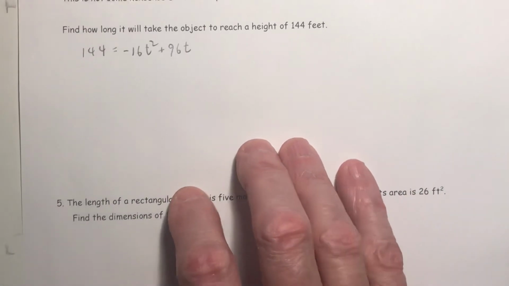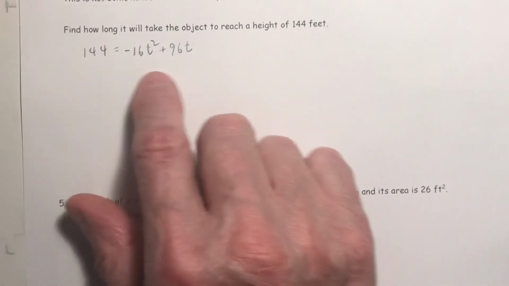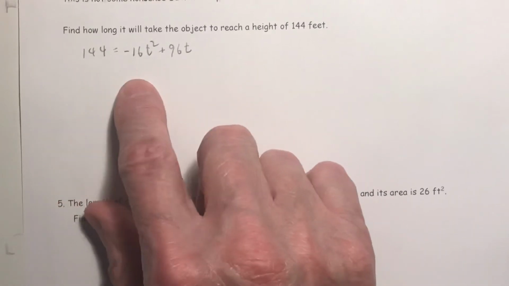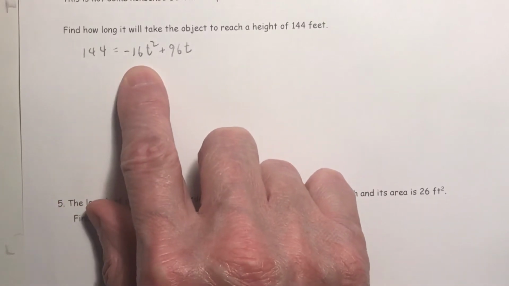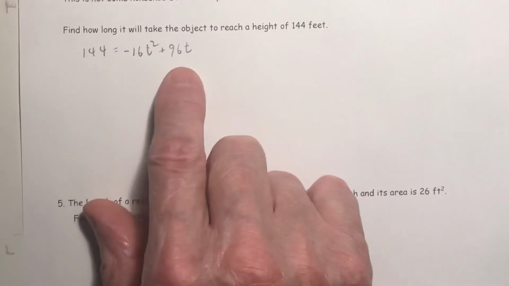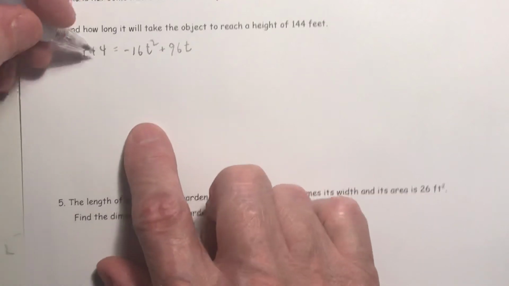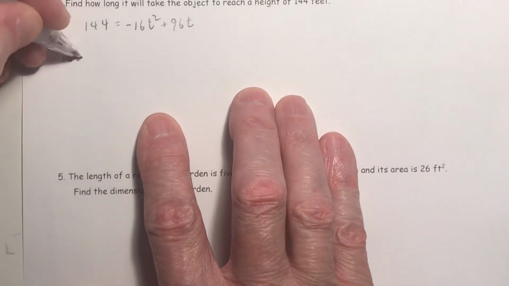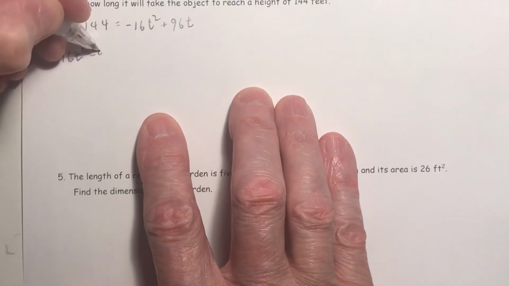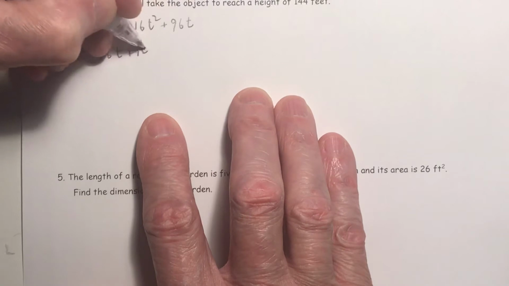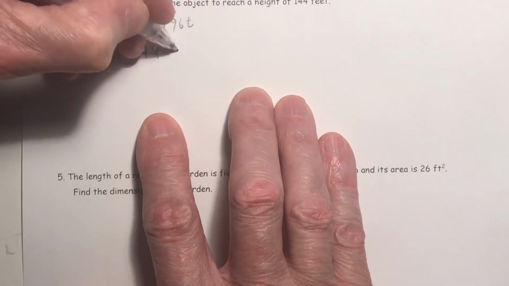And I'd like to get everything on one side leaves 0 on the other side, and I don't want to have a negative lead coefficient, so I'm going to add 16t squared to both sides, and I'm going to subtract 96t from both sides, and the result of that will be 16t squared minus 96t plus 144 equals 0.